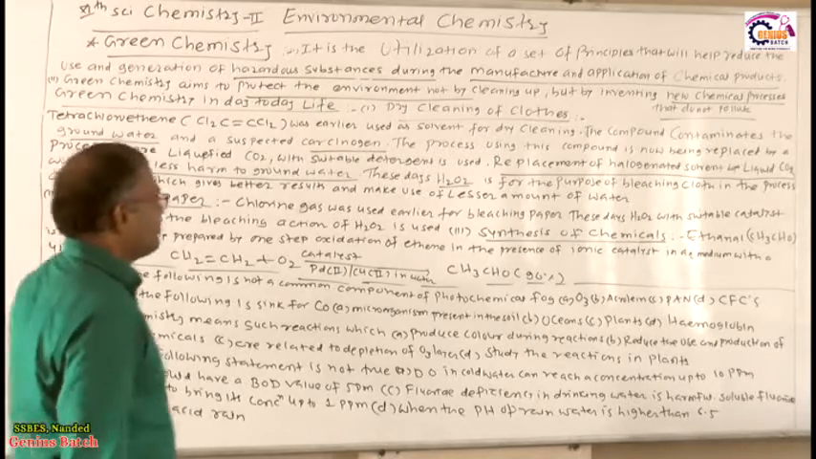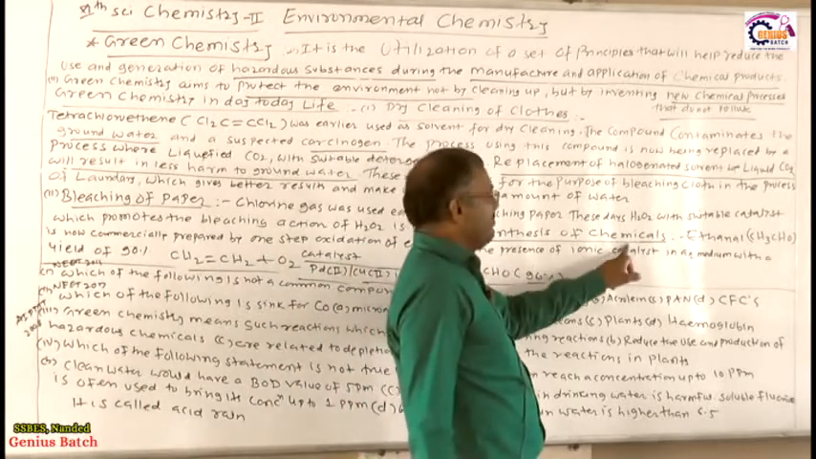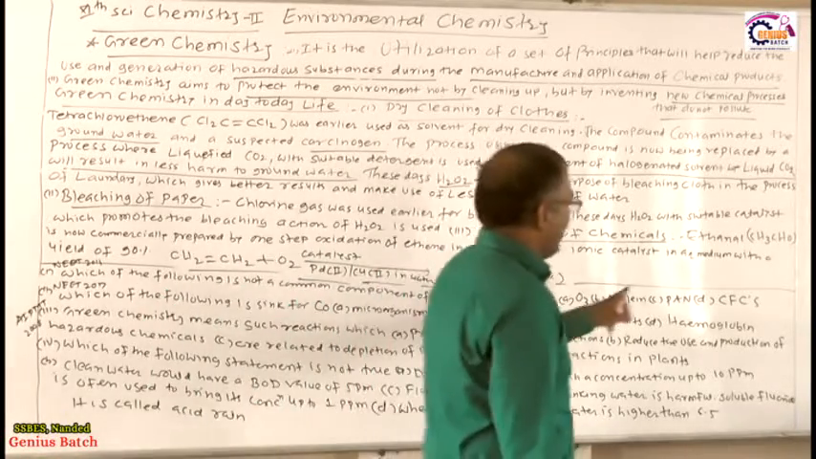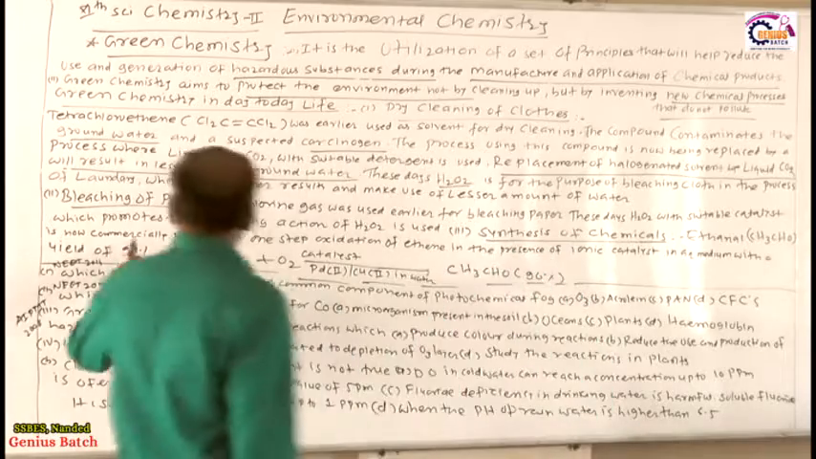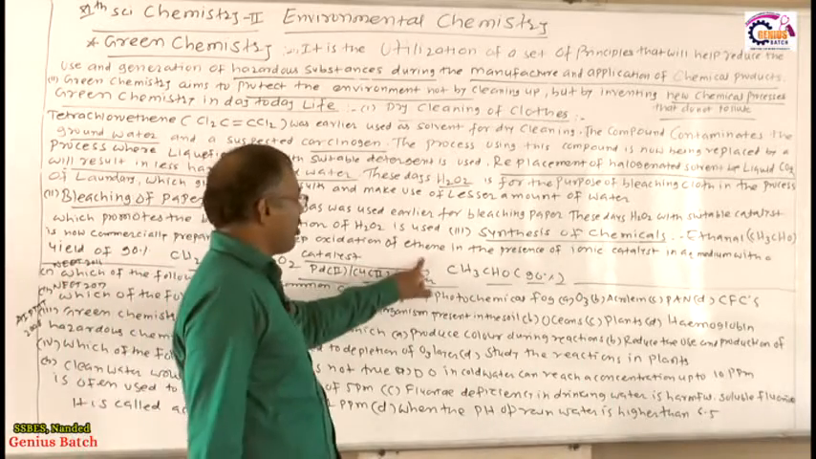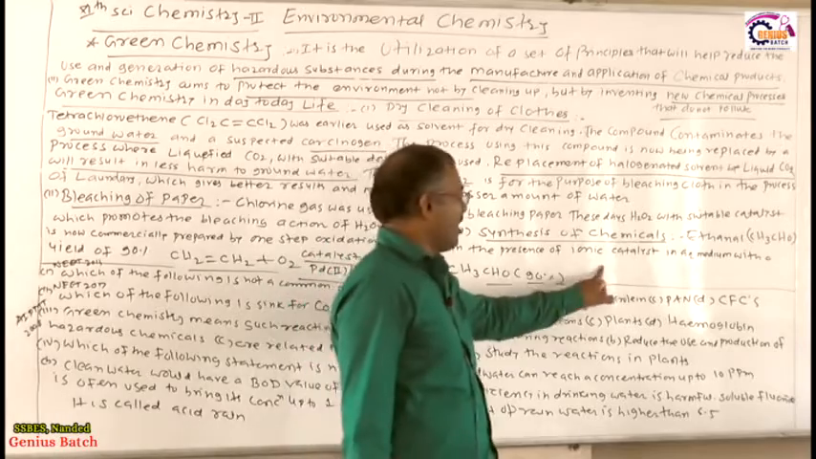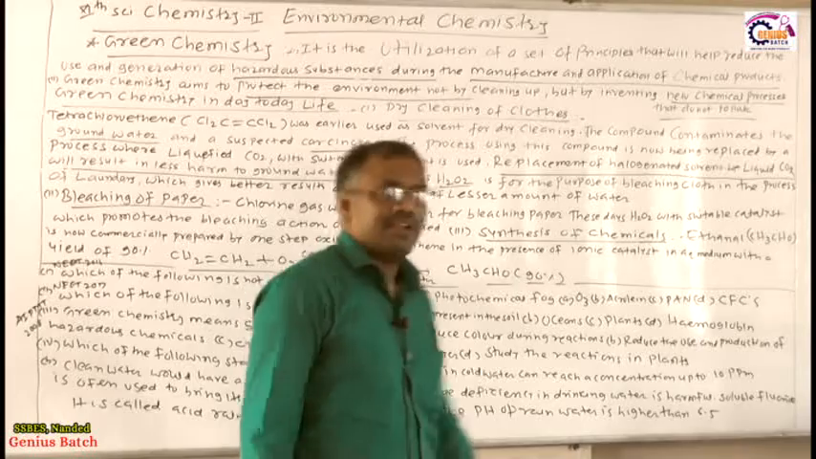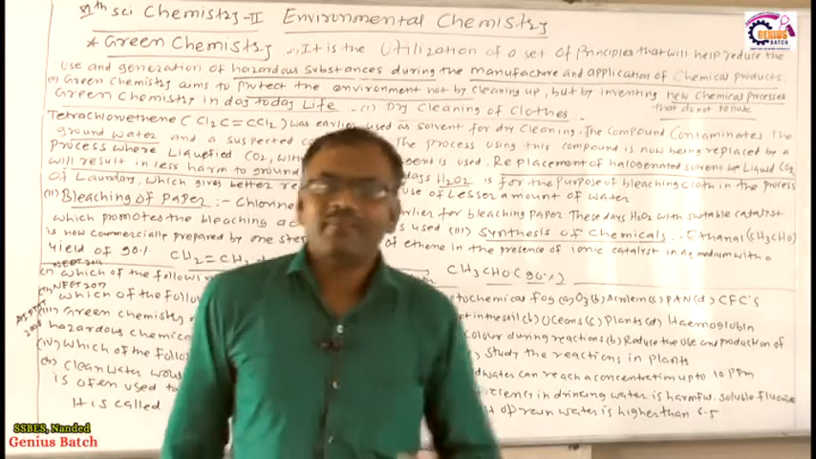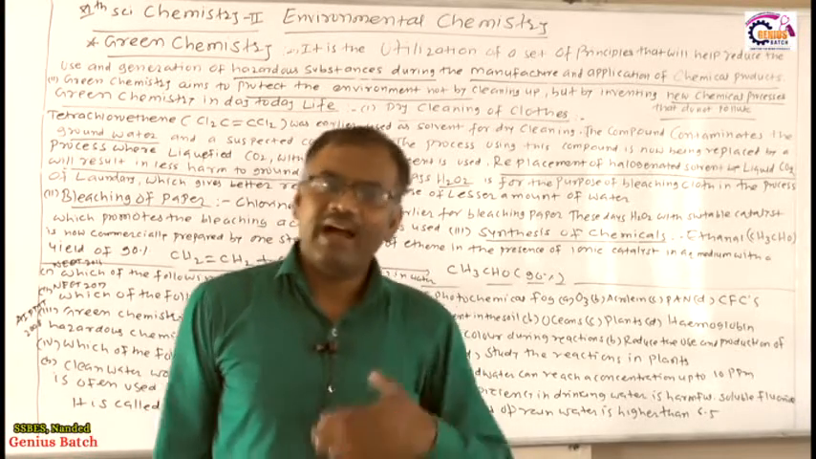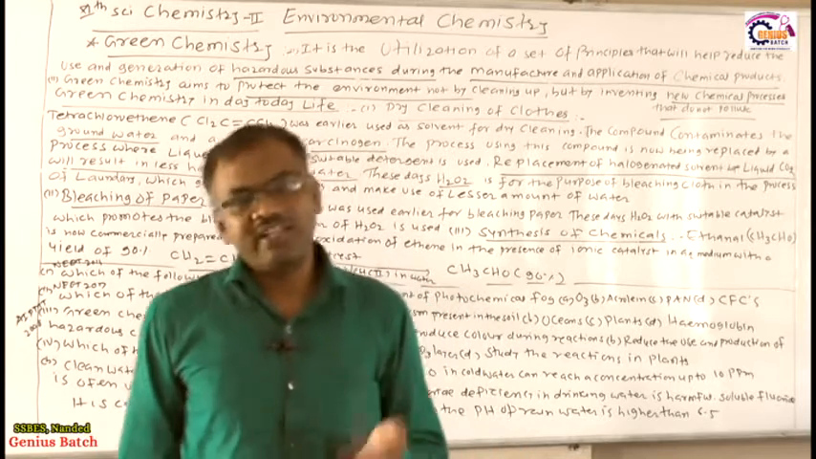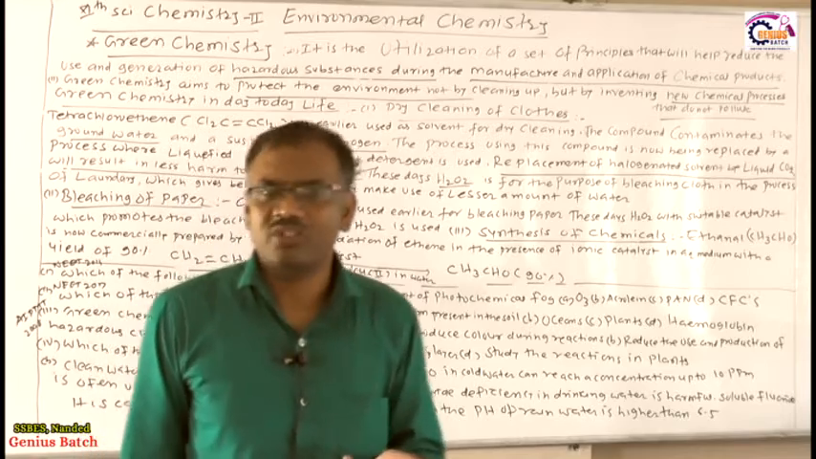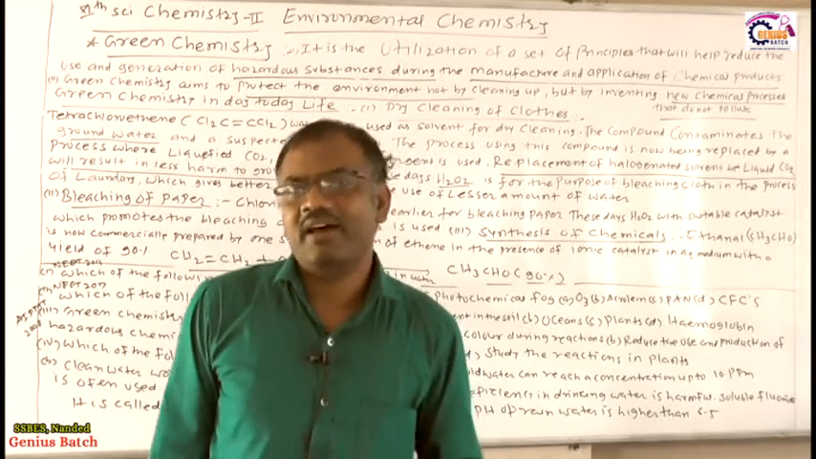Now the third is synthesis of chemicals. Acetaldehyde is now commercially prepared by one-step oxidation of ethene in the presence of an ionic catalyst in aqueous medium, with a yield of 90% acetaldehyde. Before that, acetaldehyde was prepared by the oxidation of ethanol, using K2Cr2O7 and dilute H2SO4.